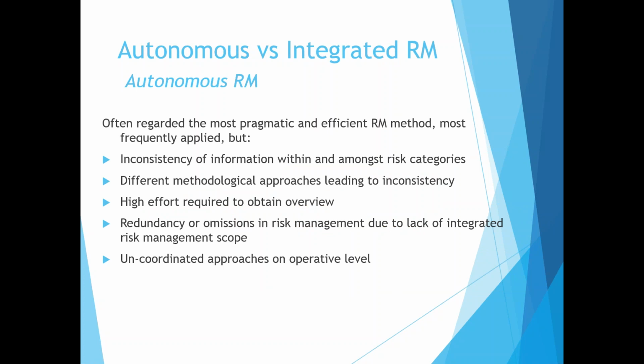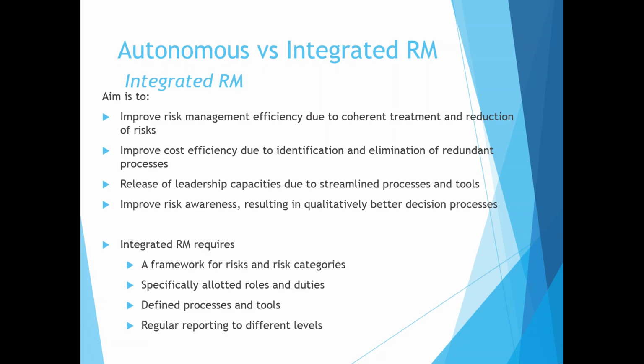There are different ways of risk management: autonomous and integrated risk management. Autonomous meaning that a risk is pragmatically and sometimes very frequently also efficiently managed at the operational level where it occurs. However, this is not necessarily the best way of risk management, especially because it is uncoordinated, and the same risk may be managed in different ways at different levels. Compared to that, we have an integrated risk management approach where risks are treated coherently and reduced coherently. And this is more cost efficient and leads hopefully to also an improved risk awareness and better decision processes. However, it requires frameworks for risks. It requires very clearly defined roles and responsibilities and processes and tools.